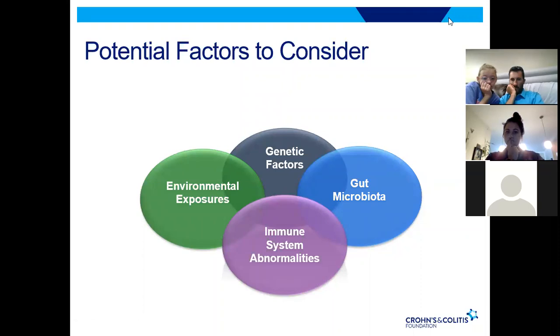We know that there's a genetic component. Something has to turn on the genes for it to work. You have to have the wrong immune system response. We know that the microbiota, or all the bugs that live in the gut, have to be involved. And then there are certain environmental exposures, like smoking or quitting smoking, that can also turn on inflammatory bowel disease. Next.